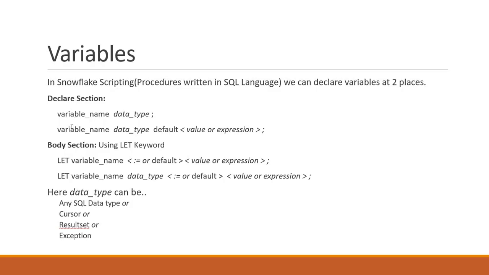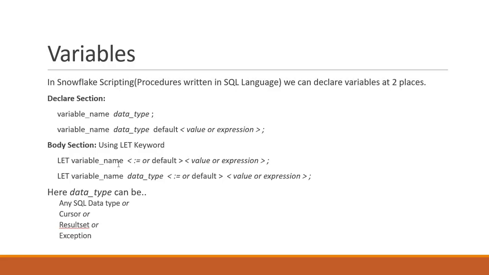In the declaration section, there is no need to use any keyword to declare the variables. We can simply declare the variables in the declaration section. But if I want to declare the variables in the body section, I have to use the word called let. This is the keyword to define variables in the body section, like this: let, space, variable name.